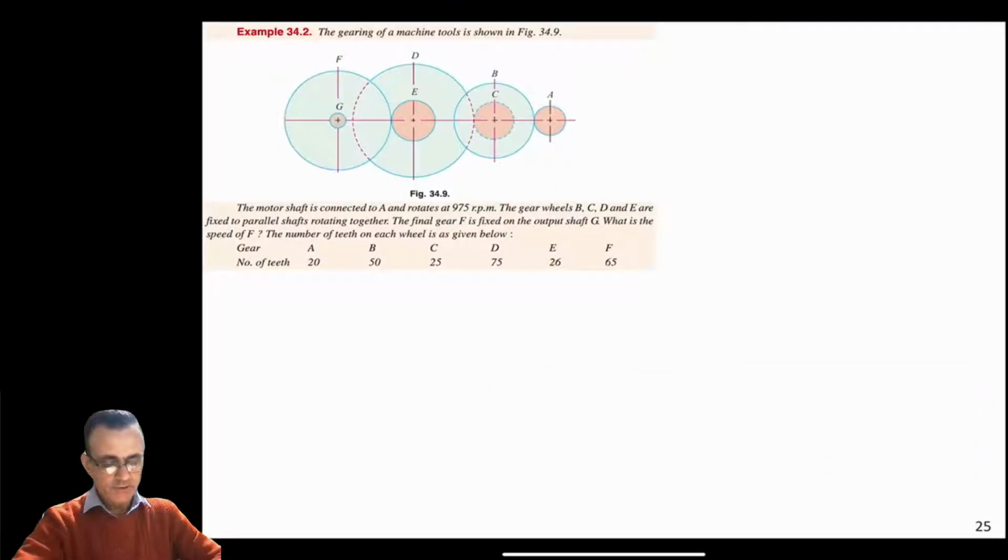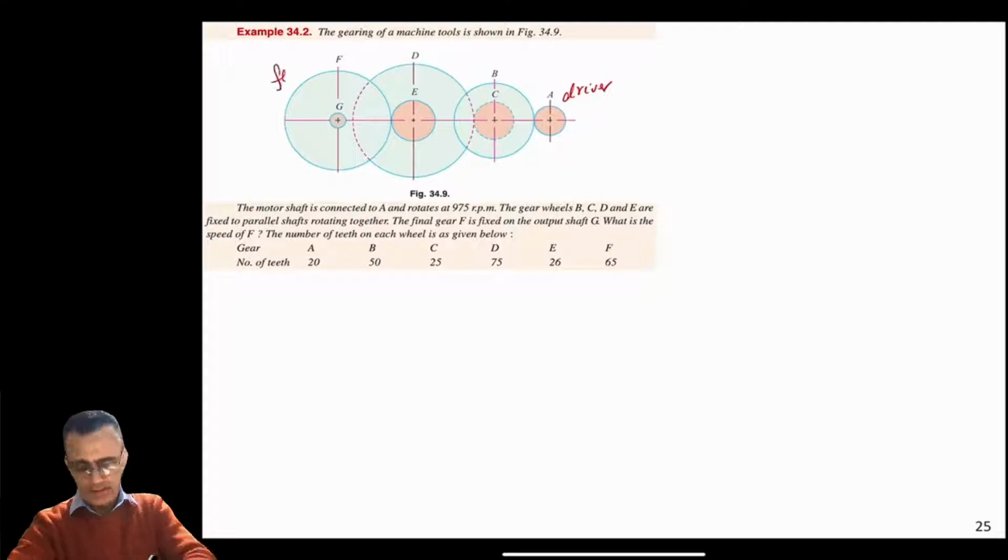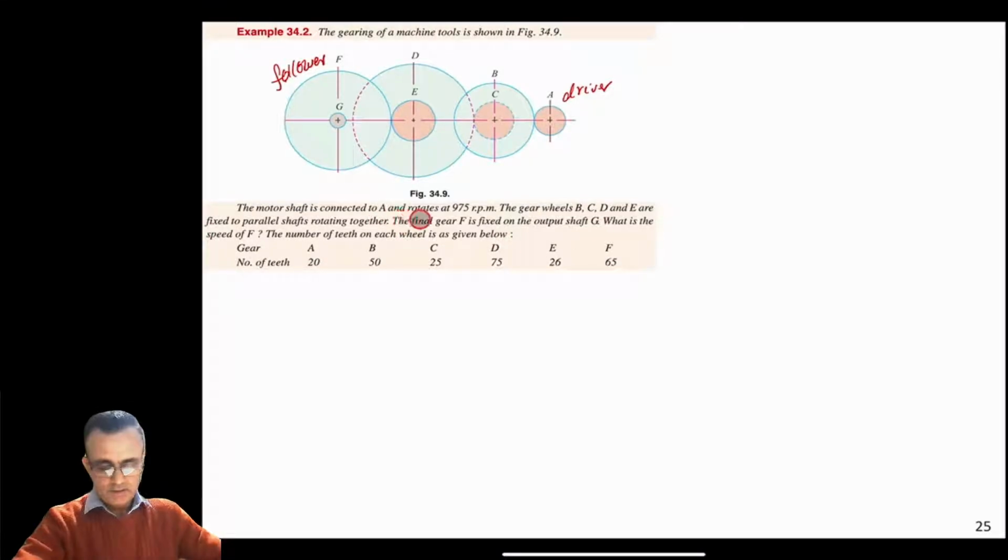As you can see, this is just one example which is taken from the tutorial sheet. Again, you are given a gear train, a compound gear train. The motor shaft is connected to A. So this is your driver, and G is your follower, and it rotates at 975 rpm. So NA is given, which is 975 rpm.